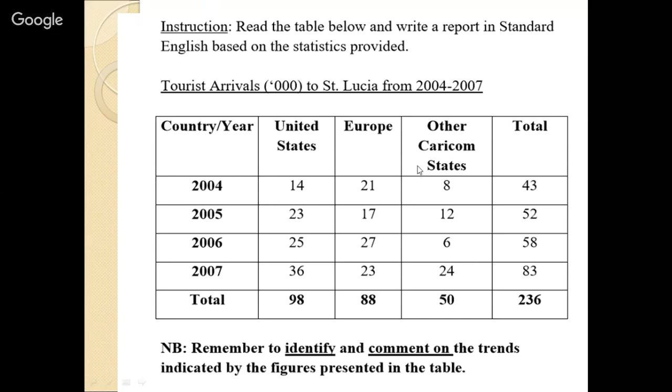And so we see from 21 it goes down to 17, then it goes back up, then it goes down. So the pattern is not consistent. It is one that fluctuates. And I think two persons are already giving me the significant figures, which would be 27 the highest and 17 the lowest, right? Do we agree?